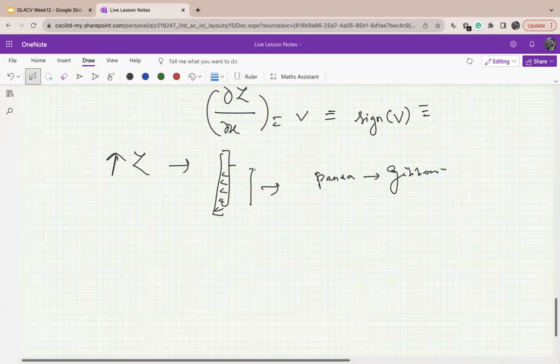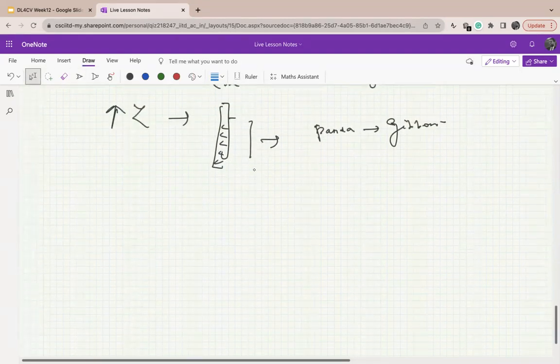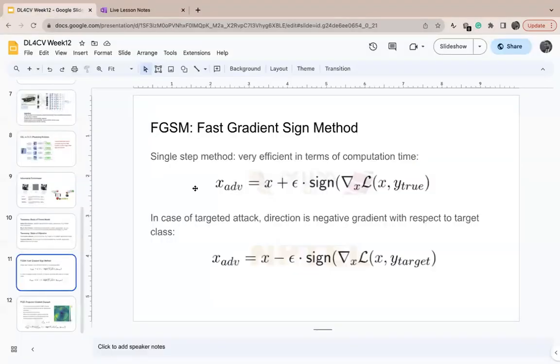Okay, that is the untargeted attack. So there is something called targeted attack I discussed a few minutes ago. In targeted attack, what we do is that we try to minimize the loss in the target class.